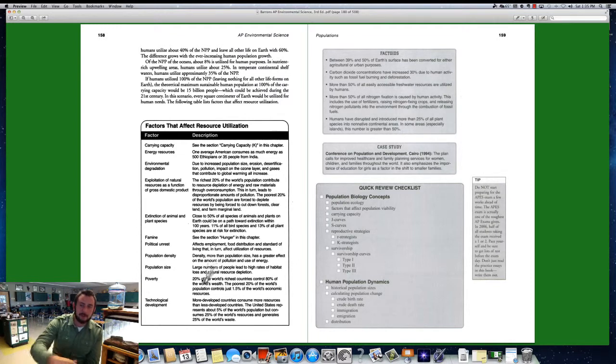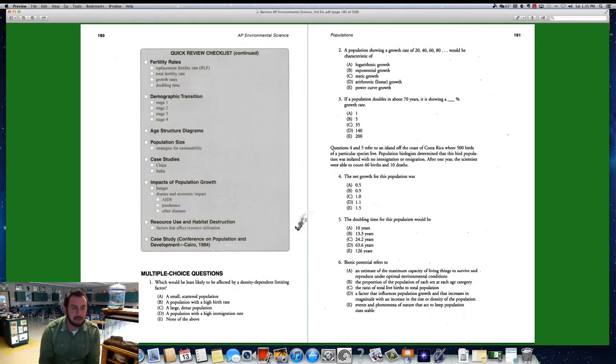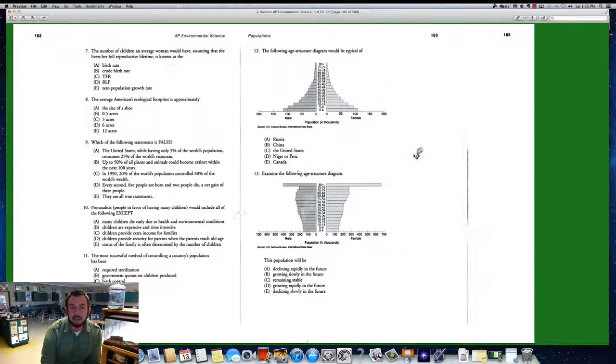So this is it for Chapter 6. Make sure you take a look and review the checklist to make sure you've got everything down pat on populations, population growth, and population dynamics as well. Take a look at those 20 questions, see how you do on them.